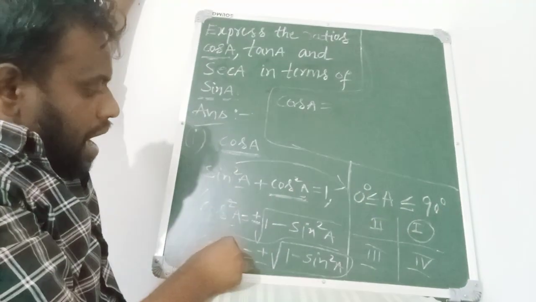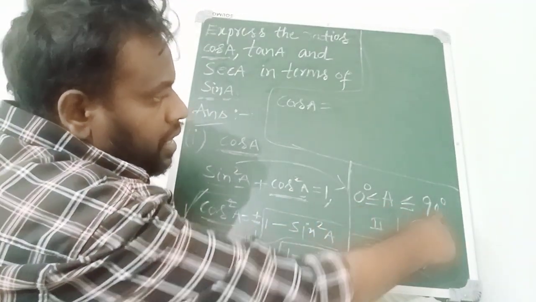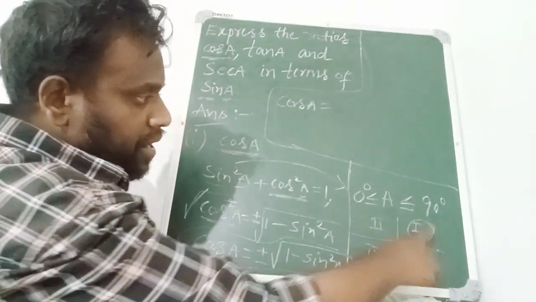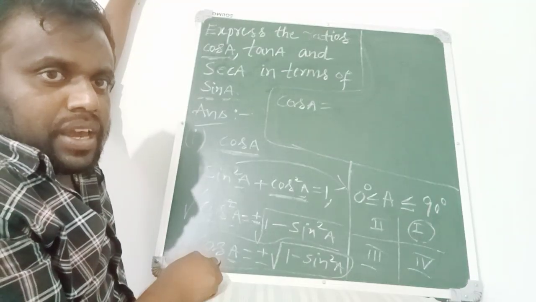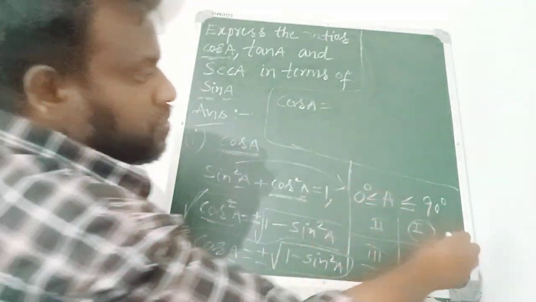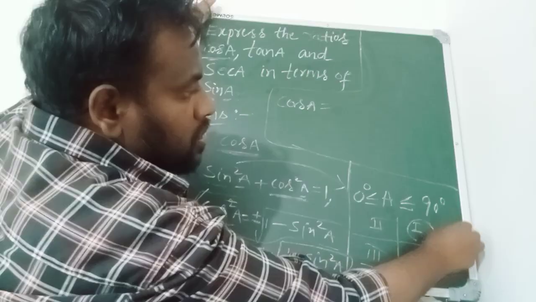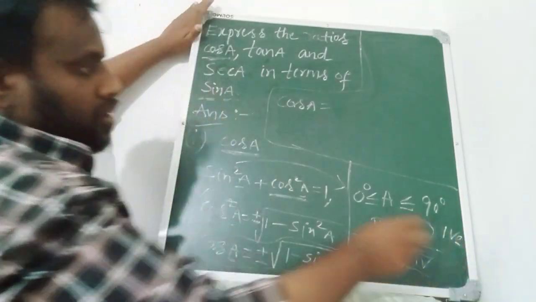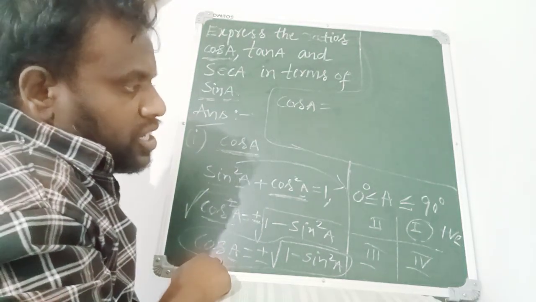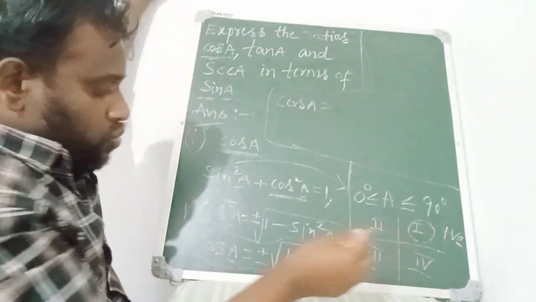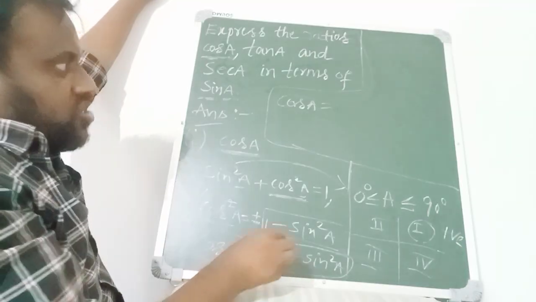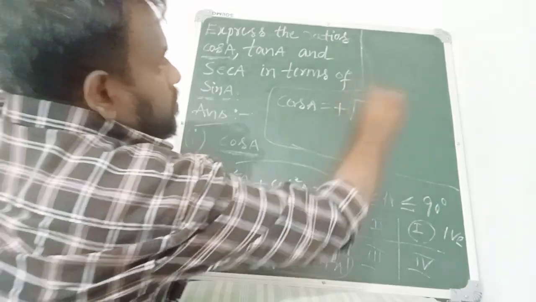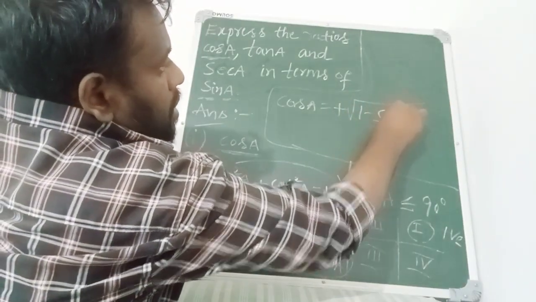See, this angle A is between 0 degree and 90 degree, and this lies in the first quadrant. Remember, in the first quadrant, this cos function is positive. Positive means, I will write like this, plus ve, that means positive. So since this cos function is positive in the first quadrant, we have to consider plus sign. So plus square root of 1 minus sin square A.